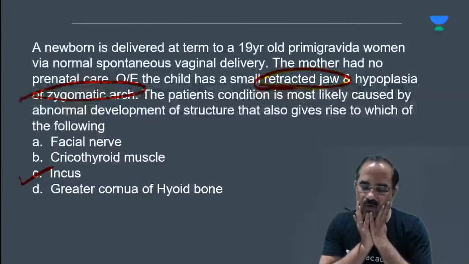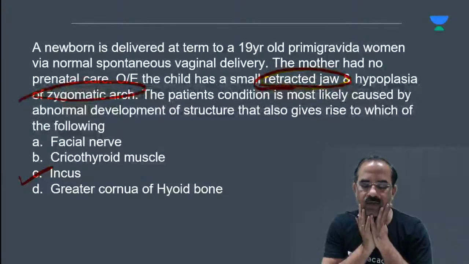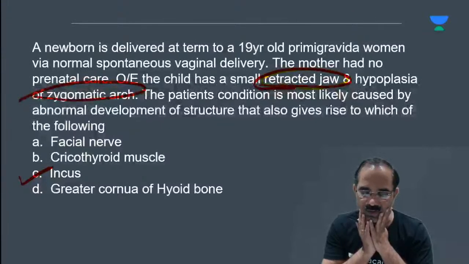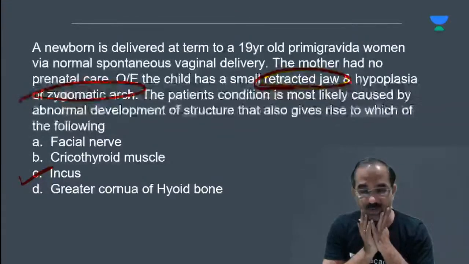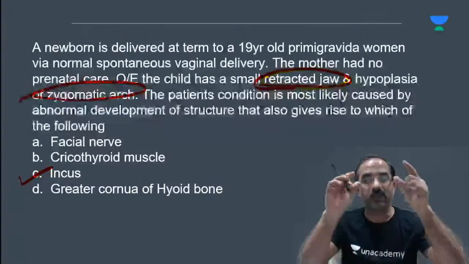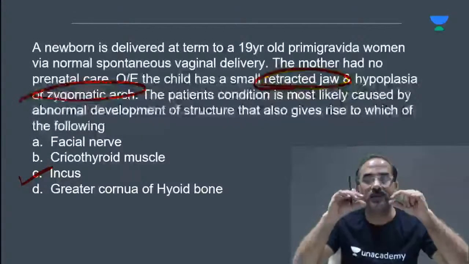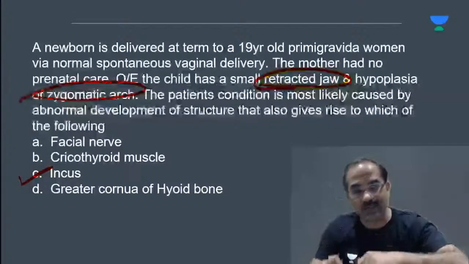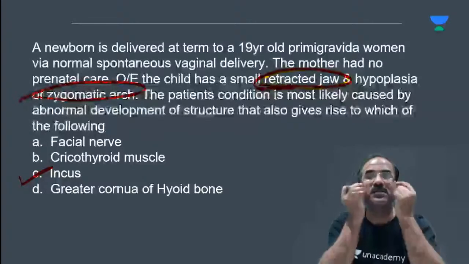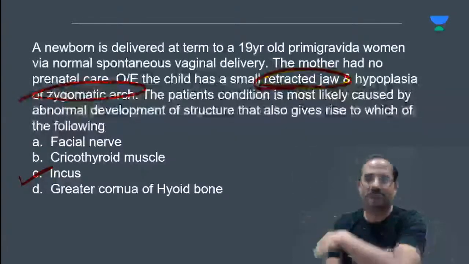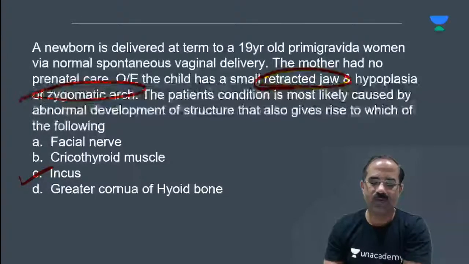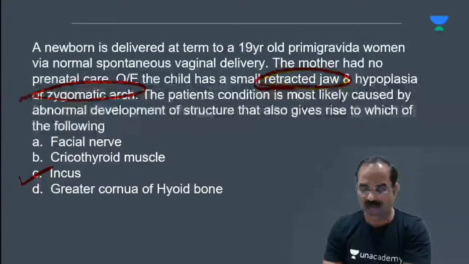This is a small retracted jaw. The first arch is defective. Very good. So what are the bones formed in the first arch? The malleus and the incus are formed in the first arch. The maxilla and the mandible are formed in the first arch. Okay. Answer is not D, no.